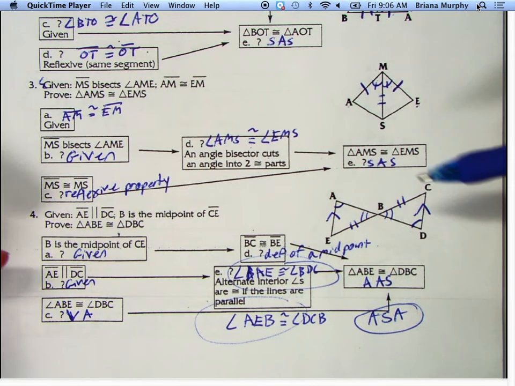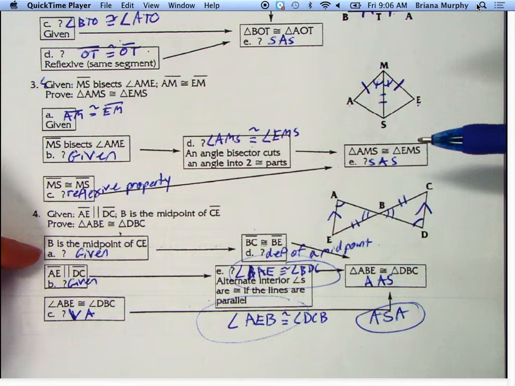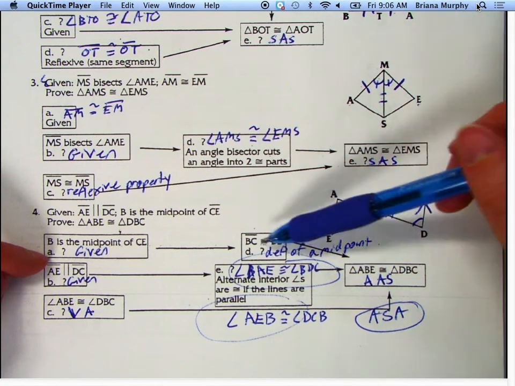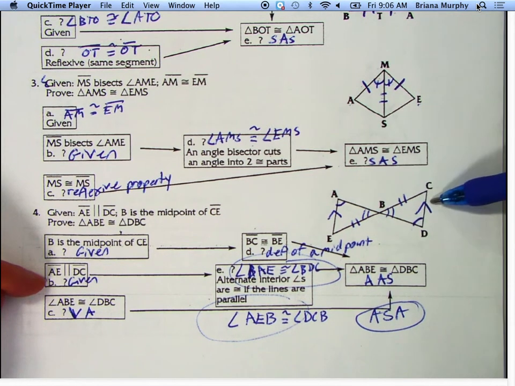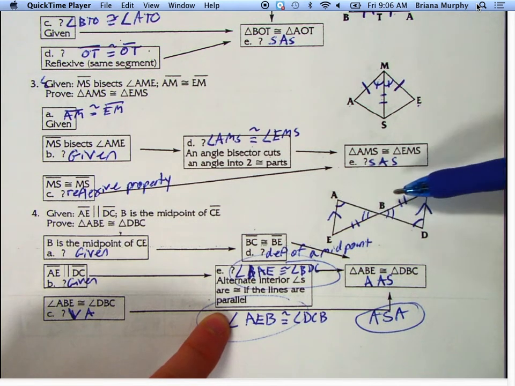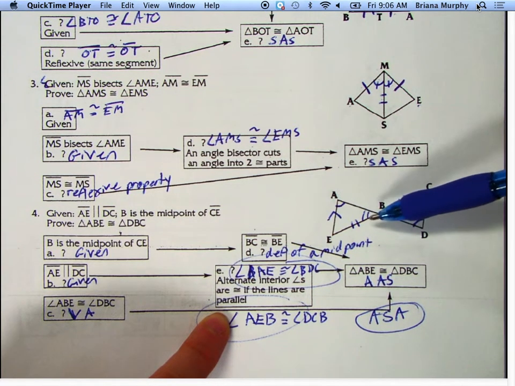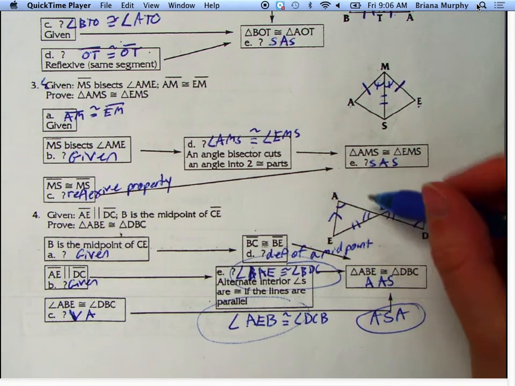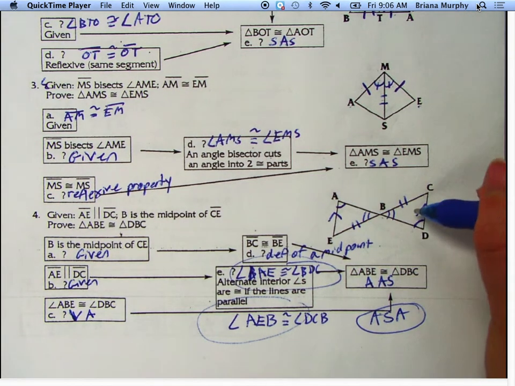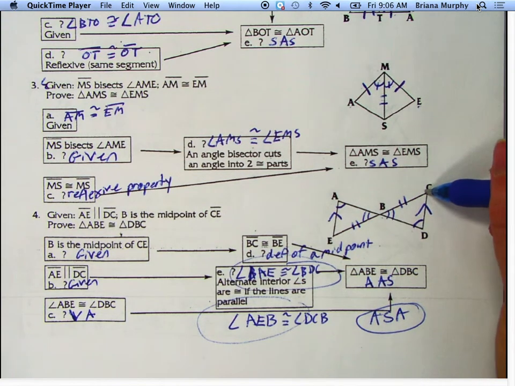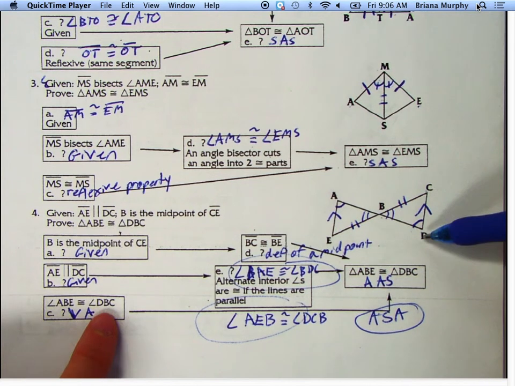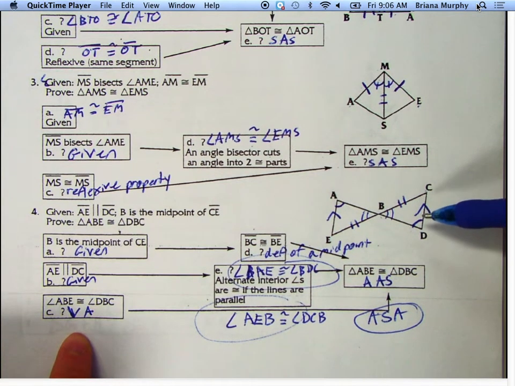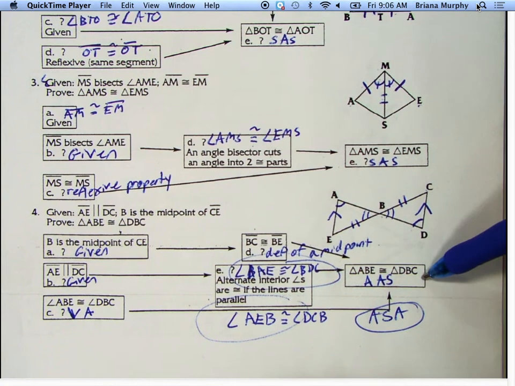Okay. So now let's go through the proof part. We're given that B is the midpoint of CE. That means BC is congruent to BE by definition of a midpoint. I'm given that AE and CD are parallel, so I can say angle BAE is congruent to angle BDC by alternate interior angles. I can say angle ABE is congruent to angle DBC by vertical angles. That's what VA stands for. Therefore, it's congruent by angle, angle, side.